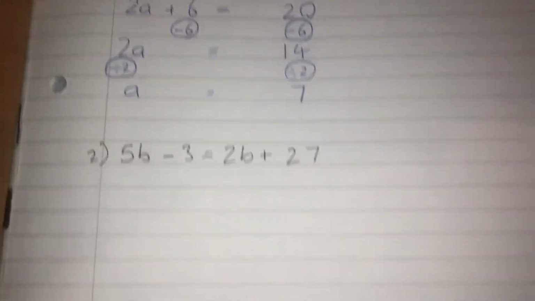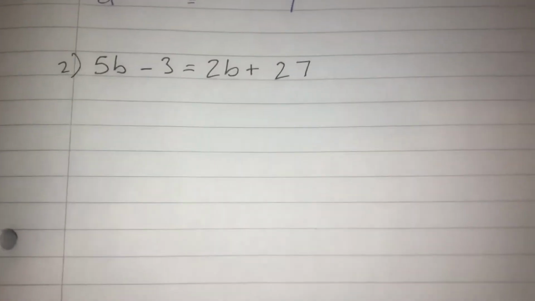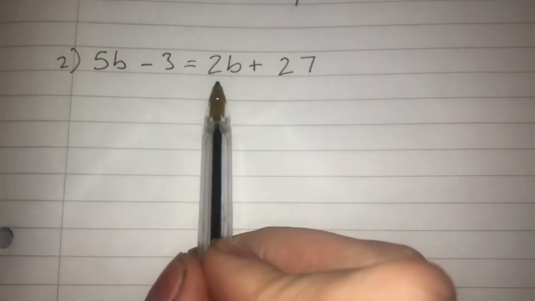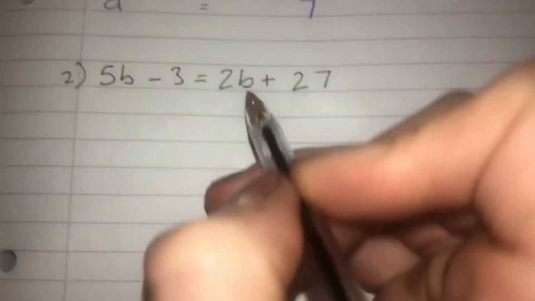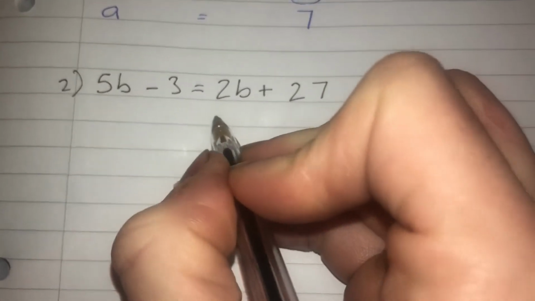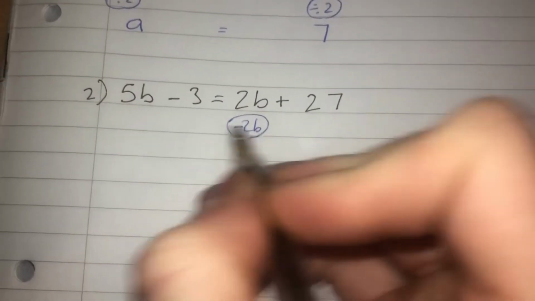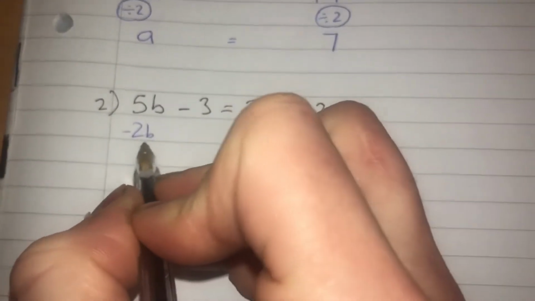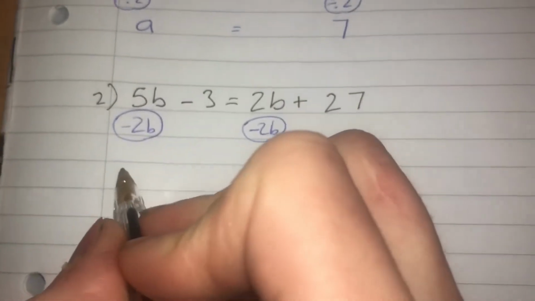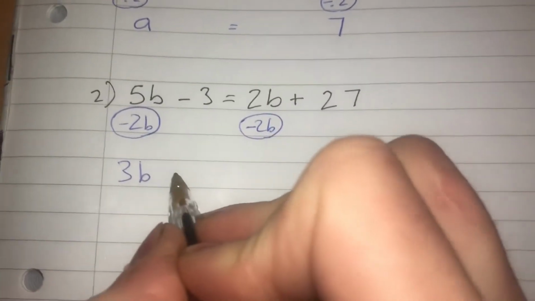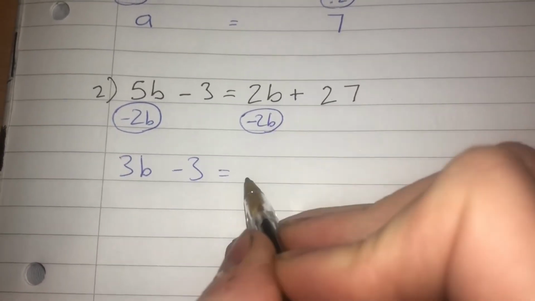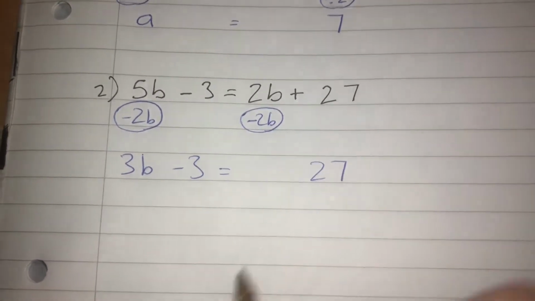Alright, moving on to my second example. Again, this time we have a b on both sides. I'm going to get rid of the b on the right hand side here. So it's a positive 2b. To get rid of positive 2b, I take away 2b. Remember, I have to take away 2b from the left hand side as well. So 5b take away 2b is 3b. Still left with that minus 3, equals 2b minus 2b is 0, so it's gone, 27.